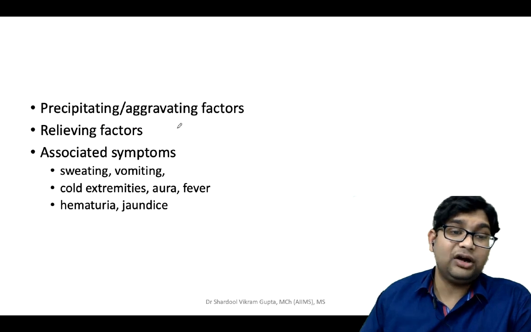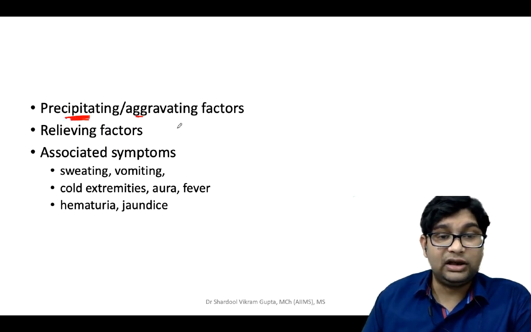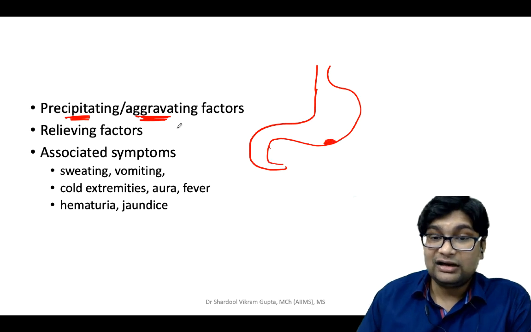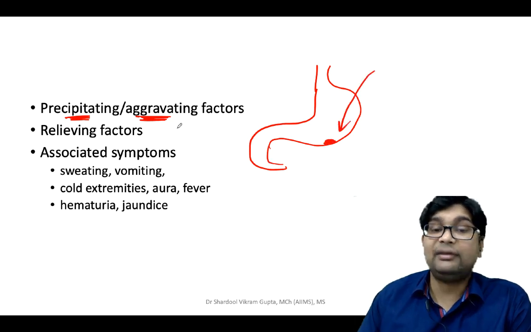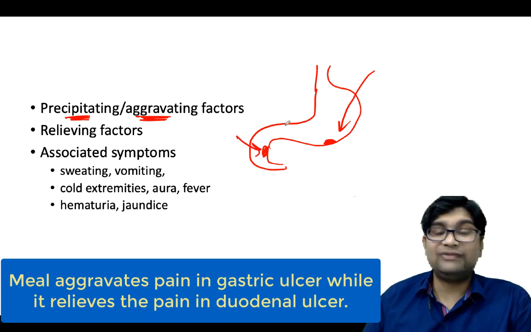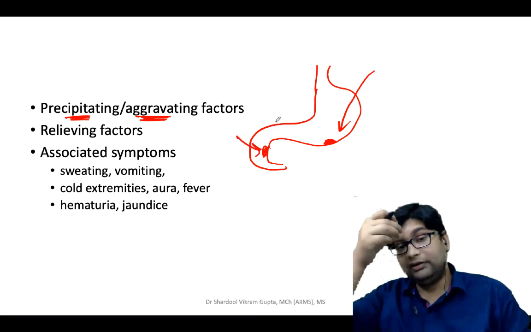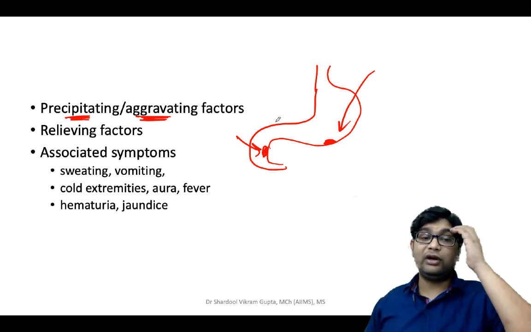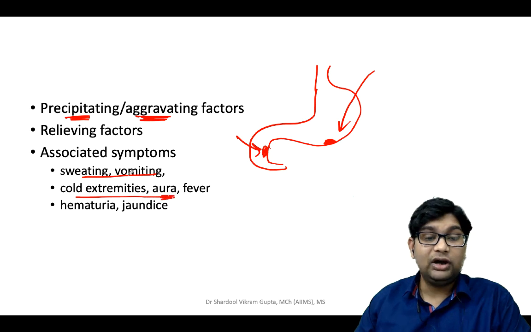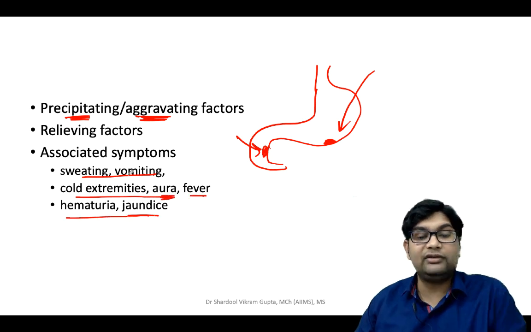And you must also inquire about the precipitating and aggravating factors, like in a gastric ulcer the meal aggravates the pain, while in duodenal ulcer the meal will relieve the pain. So you must inquire what is aggravating or relieving the pain. And you must inquire about the associated symptoms like sweating, vomiting, cold extremity, any aura, fever or hematuria, and whether jaundice is present or not.